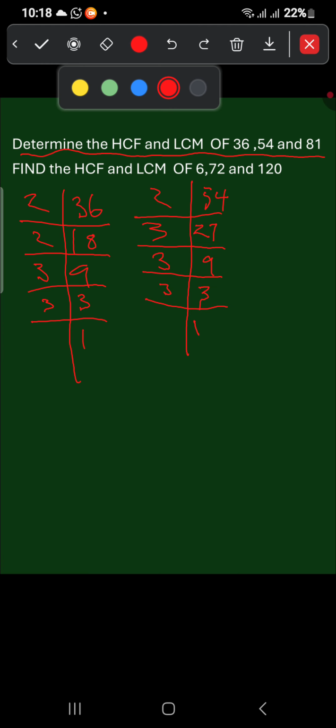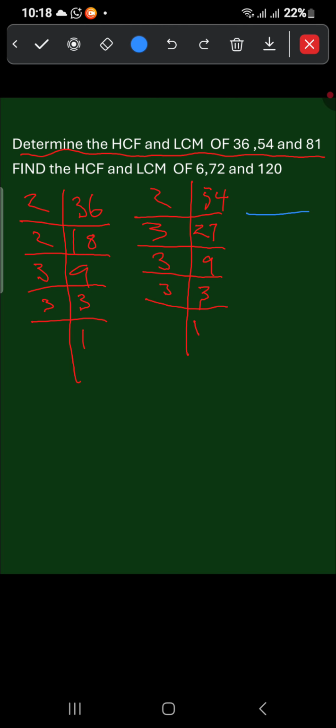Then for 81, let's look at 81. Right, a prime number that can go into 81 is 3, and it goes 27 times. Number that can go into 27 is 3. It goes 9 times. Number that can go into 9 again is 3. It goes 3 times. Then the number that can go into 3 again, what is it? That is 1. It goes once, right?